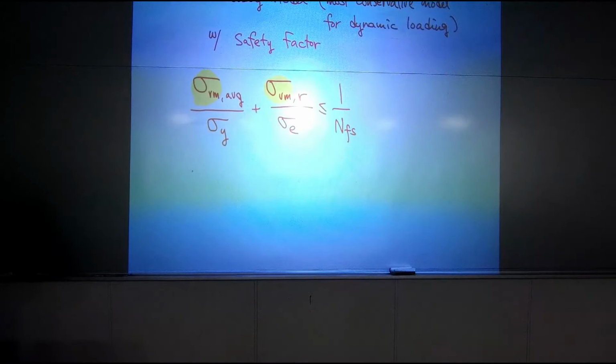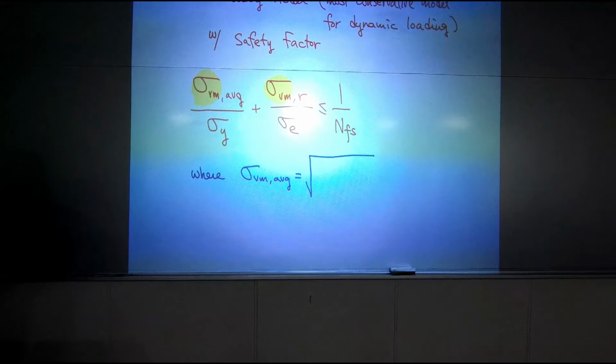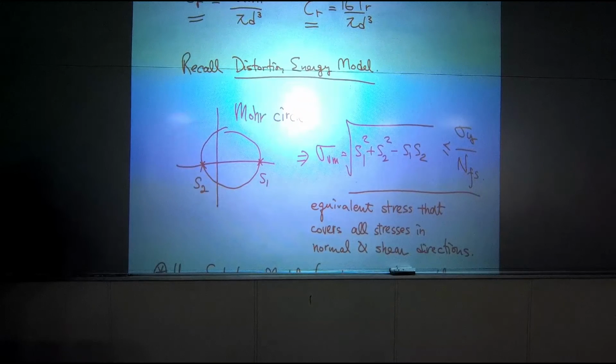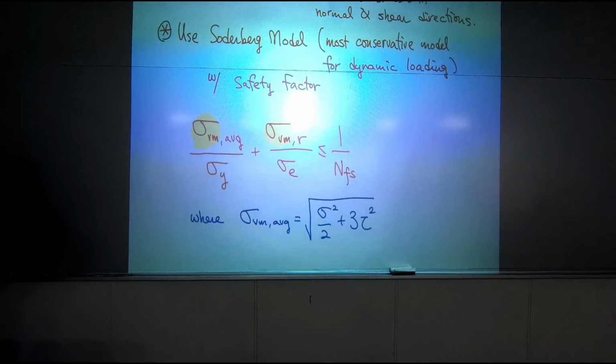So where the von Mises stress, the average one, equals to, there's an equation for von Mises stress. It should be the square root of sigma squared plus 3 tau squared. So we need to know this from here, from this guy. Right? Let me show you why.